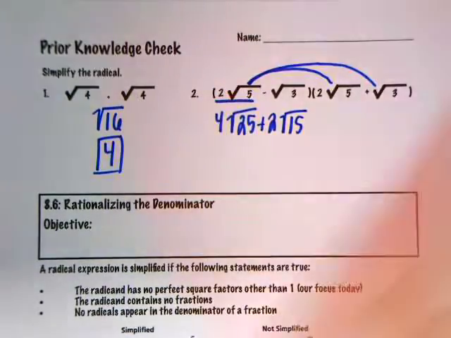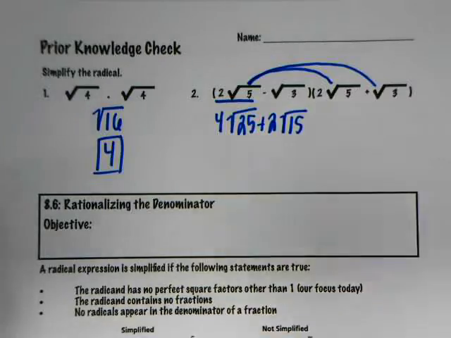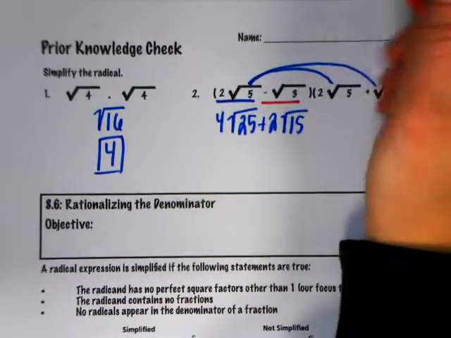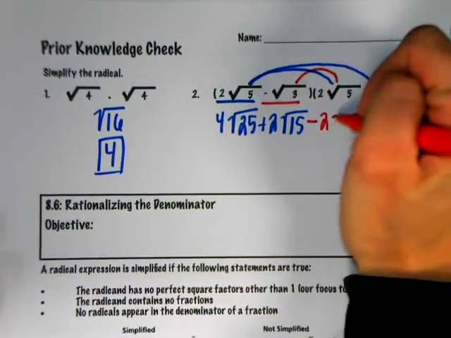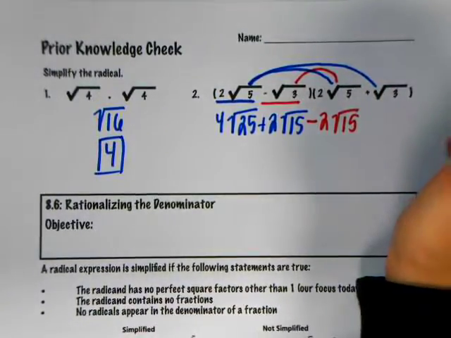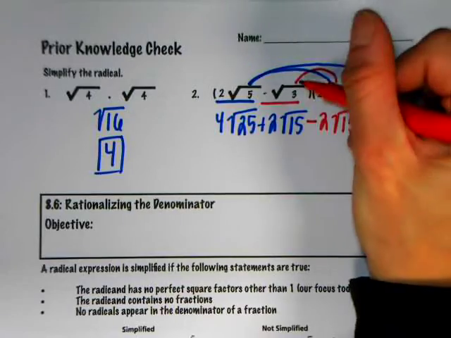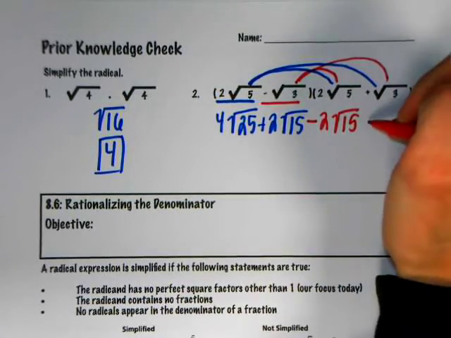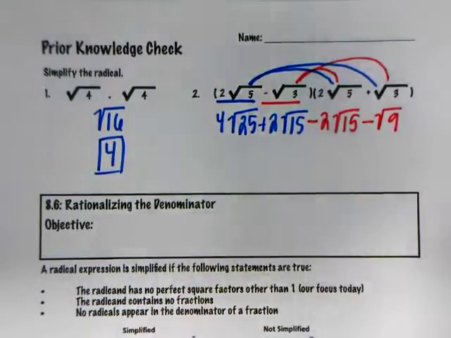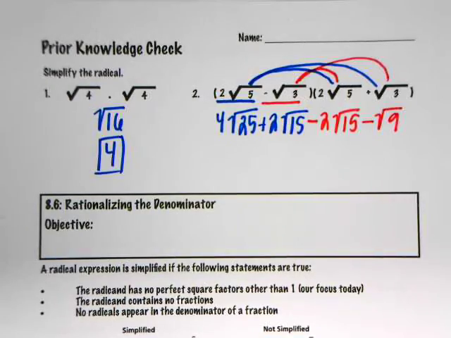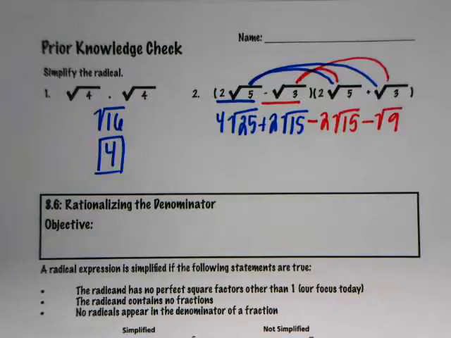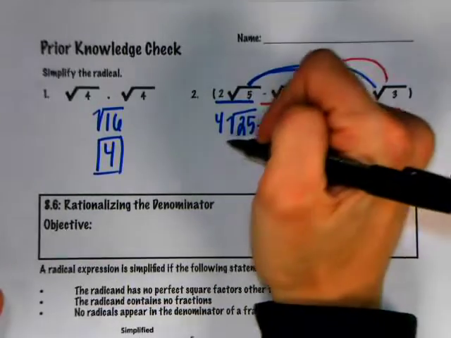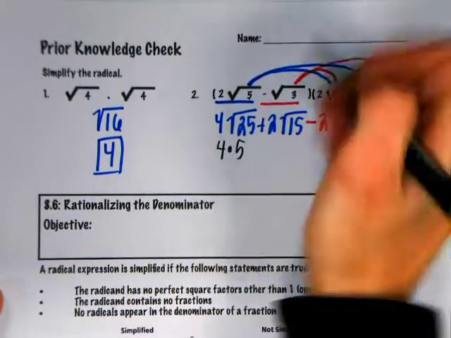And now you're going to distribute the negative radical 3. So negative radical 3 times 2 radical 5 is negative 2 radical 15. And then negative radical 3 times positive radical 3 is negative radical 9. Then just go through and simplify whatever you can. On this one, you can take the square root of 25 to be 5. So that's 4 times 5.